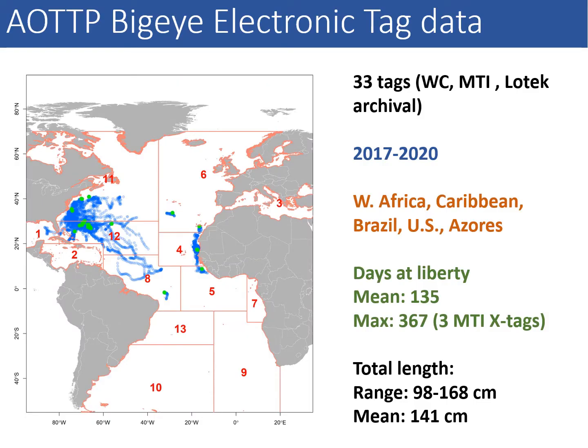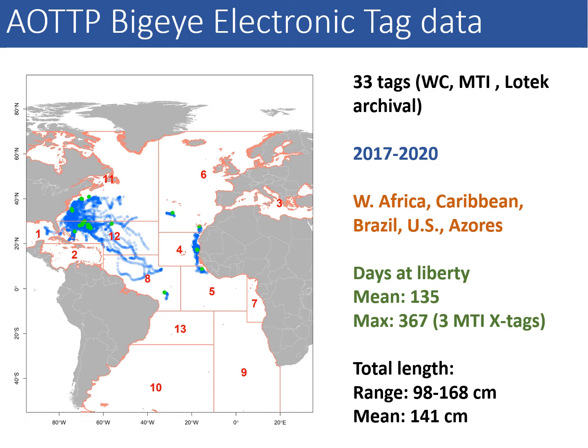For this project, we use AOTTP electronically tagged Bigeye Tuna data. We had access to 33 tags, a mixture of pop-up satellite and implanted archival tags. The map on the left shows the tagging locations in green, the estimated tracks in blue, and the red numbered areas are the Bigeye ICCAT reporting areas. This effort took place between 2017 and 2020, and as you can see from the map, the tagging effort was pretty extensive from West Africa to the US, down to Brazil, and up to the Azores.